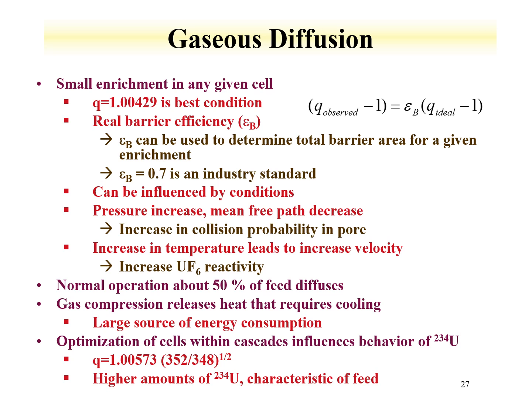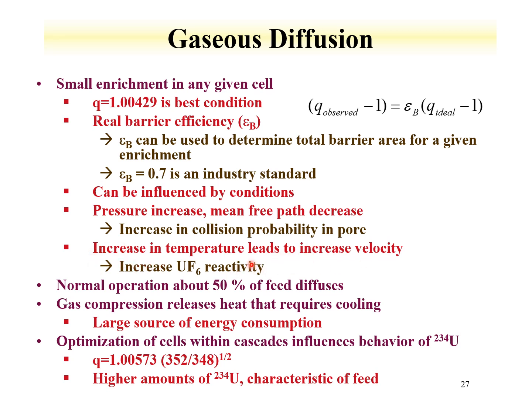This Q that we discussed in the previous slide is an idealized value under the best conditions. The real barrier efficiency is not nearly as good. It's actually around 70% of this amount. This can be influenced by a number of conditions, including pressure and the mean free path of the system.